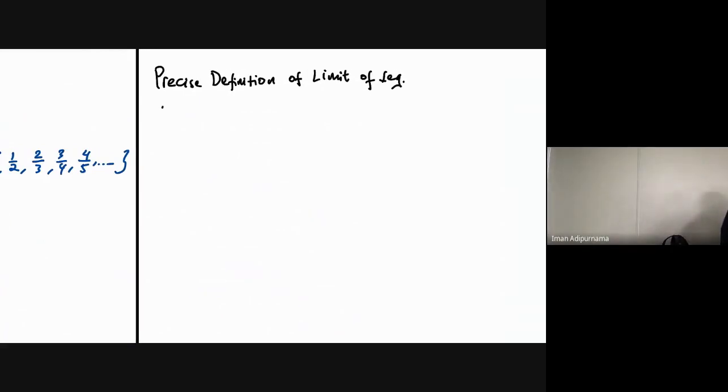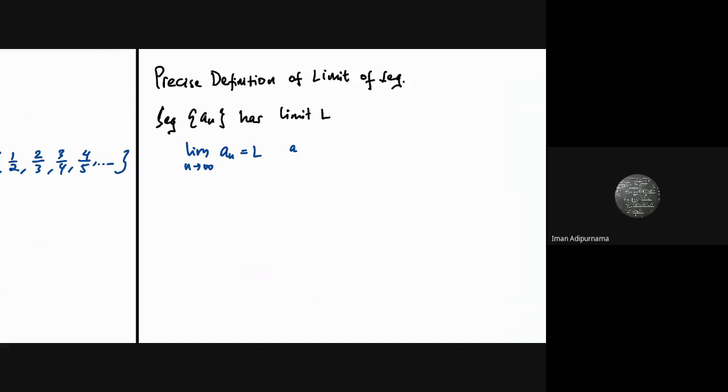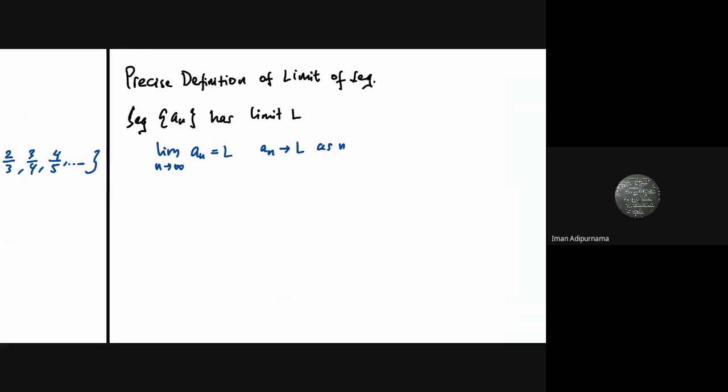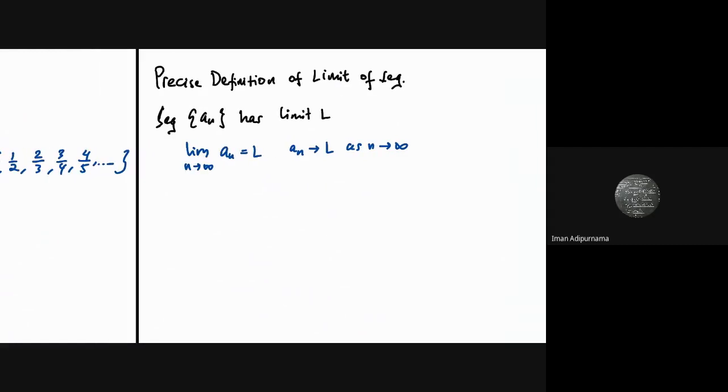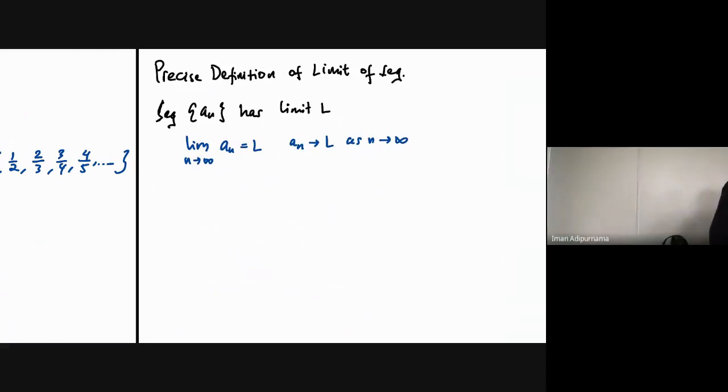So the sequence an has limit L. So we write the limit as n approaching infinity, an equals L. The difference from the regular limit is we need to get into more detail of the small gap.